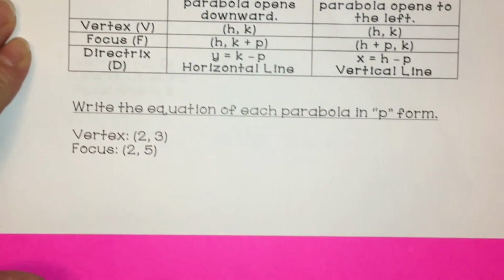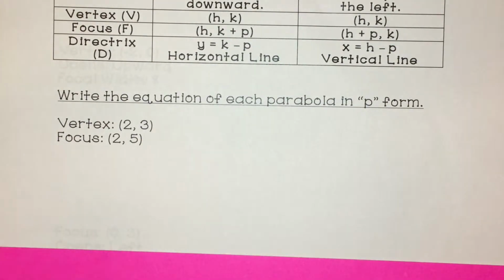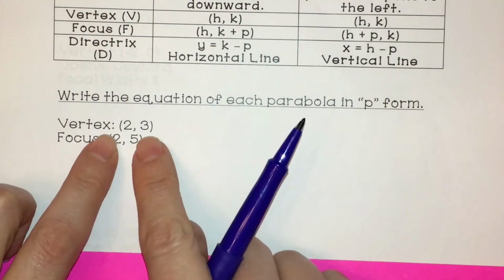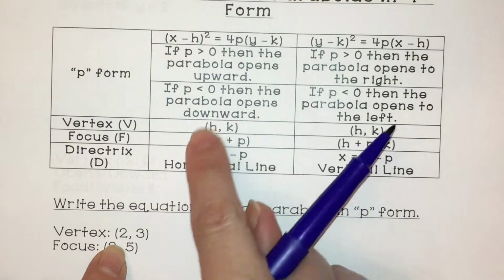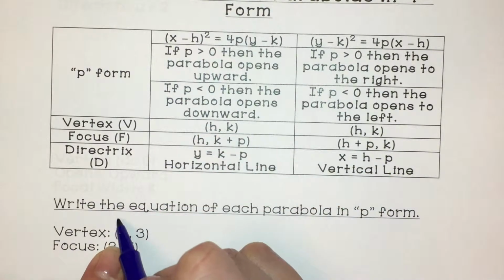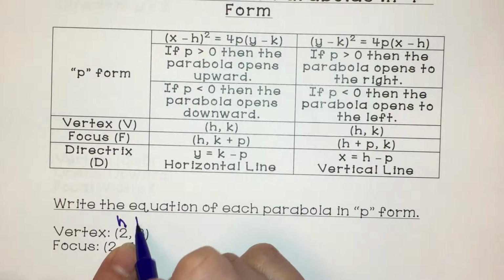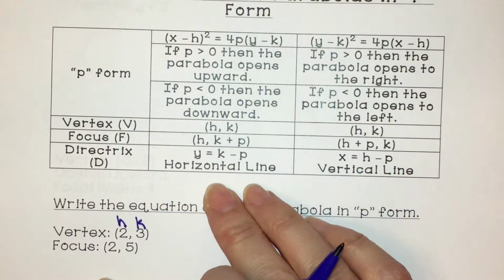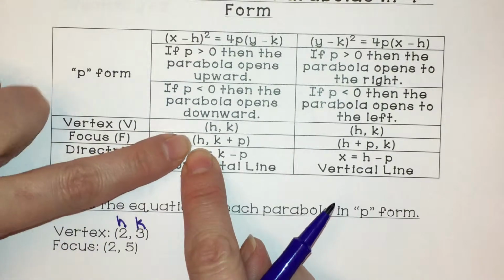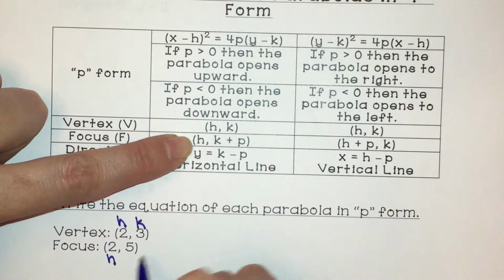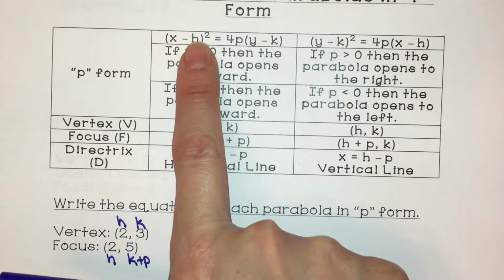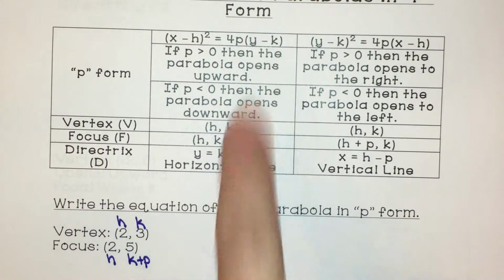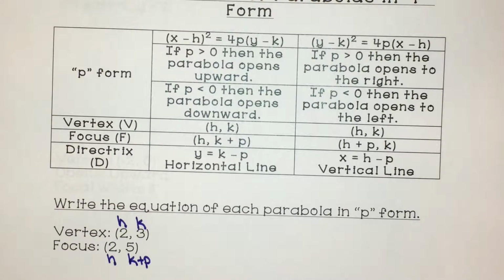So this first one, we're given that the vertex is at (2, 3). So I'm going to use the first form. The x-coordinate of the vertex is h, the y-coordinate is k. In this form, the focus has x-coordinate h and y-coordinate k plus p. So really, in order to create the equation, all I need to know is h, p, and k. Then I can write it. Remember, x and y stay as the variables.